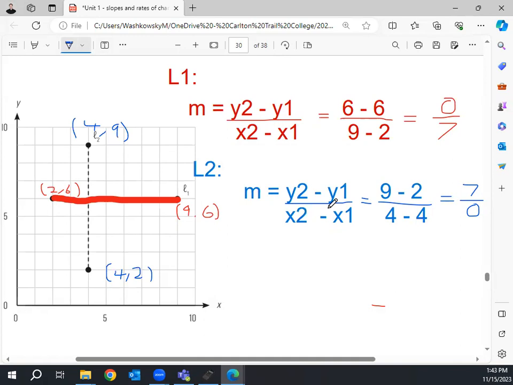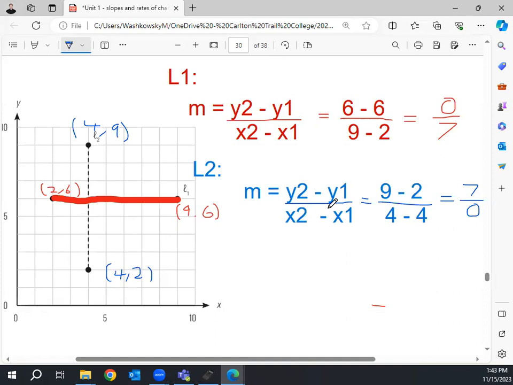Yeah, you always want to have the y2 and the y1 there. Like you couldn't have 2 minus 9, for example. Well, these are kind of weird. In this specific case, you actually probably could get away with it, but I'll talk about that. But so, same thing. This one goes up 7 for every 0 it runs. And we see that, right? It just goes up and down. It doesn't move to the left or right here. It's just going up and down.